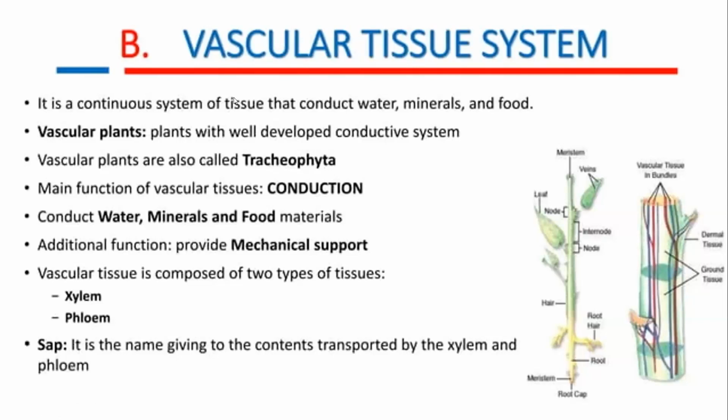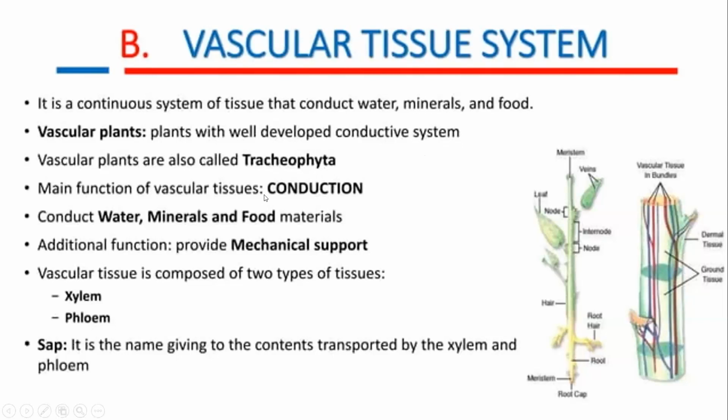The vascular tissue system is a continuous system of tissue, and its main function is the conduction of water, minerals and food materials. It is seen in higher plants, that is, vascular plants. Plants with a well-developed conductive system are called vascular plants. They are also known as tracheophytes.